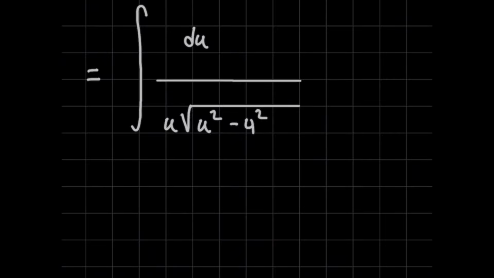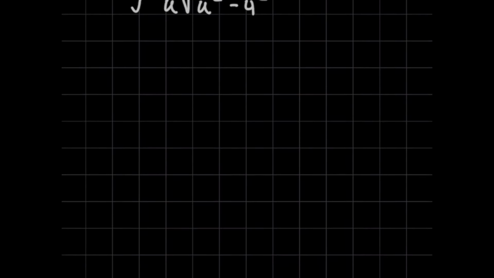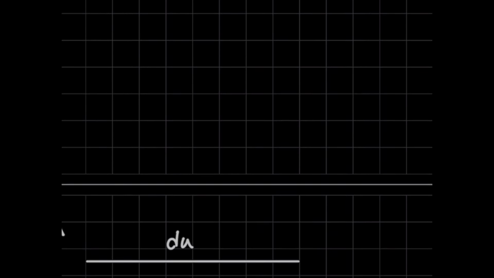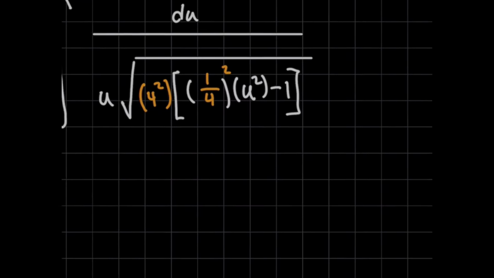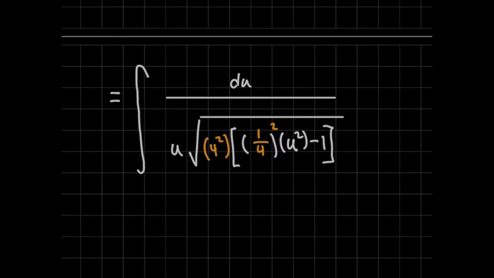But if you do see it, tell me in the comments below. So after rewriting this by factoring out the constant, you're going to have this under the radical now. It's pretty straightforward, right? Because we had a 1 in front of u squared. So if you factor out a 4 squared to undo that, you'll have this 1/4 squared here.